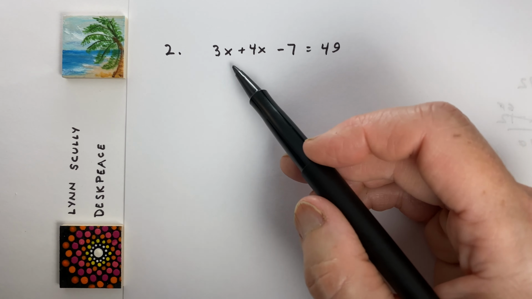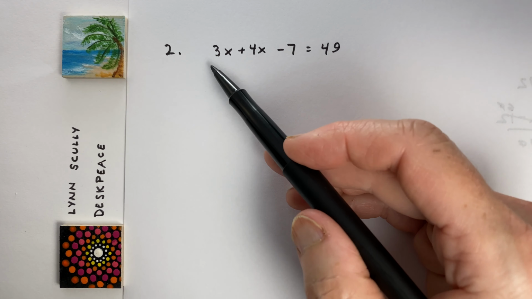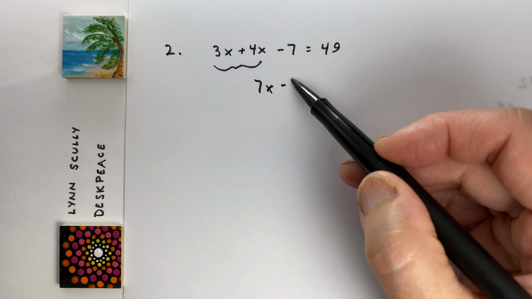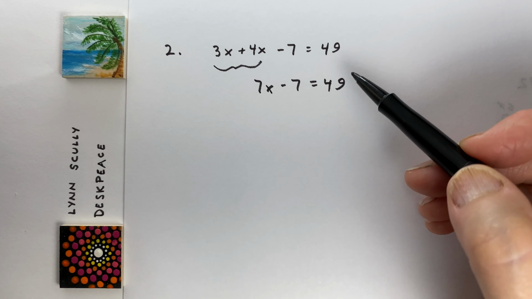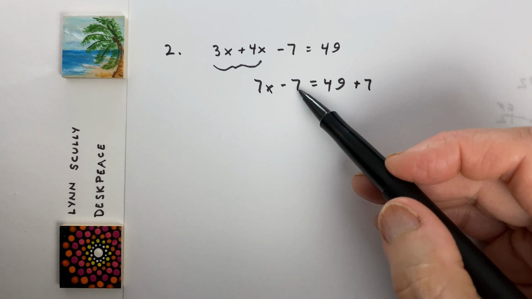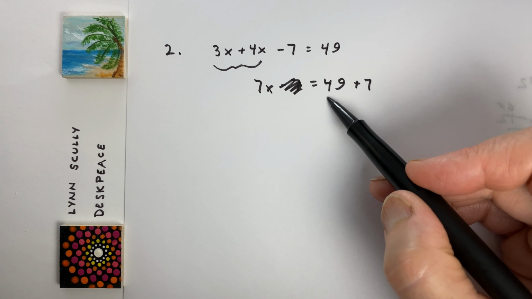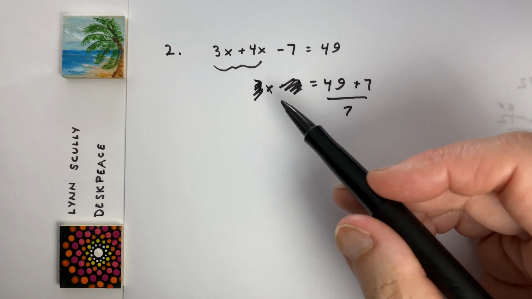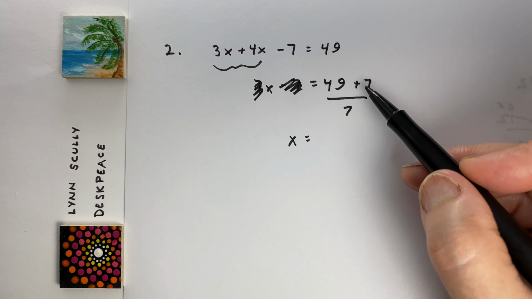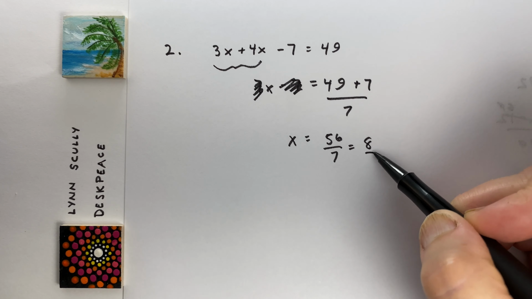Number 2, 3x plus 4x minus 7 equals 49. I want to solve for x, but first I have to combine my like terms. 3 and 4 is 7 x's. Minus 7 equals 49. I want to get x alone. I have 7 attached by subtraction, so I'll move it first by addition to the other side of the equal sign. Now I have 7 attached by multiplication, move it by division to the other side of the equal sign. My x is alone, so I'm done. So I'm going to do the arithmetic here. 49 plus 7 is 56 over 7, which reduces to 8.